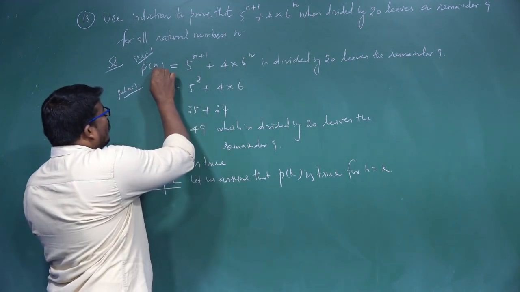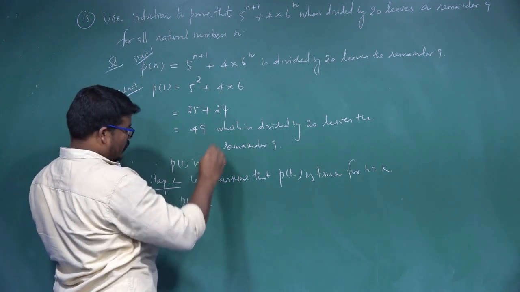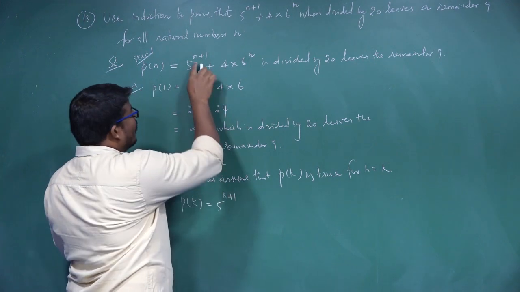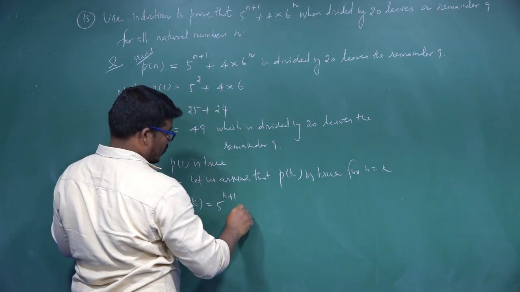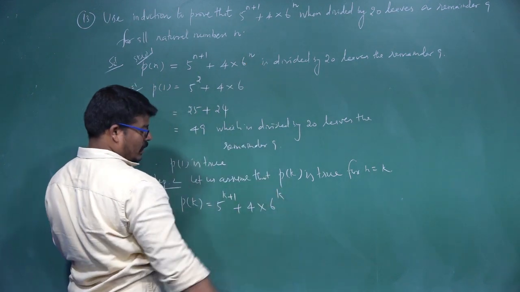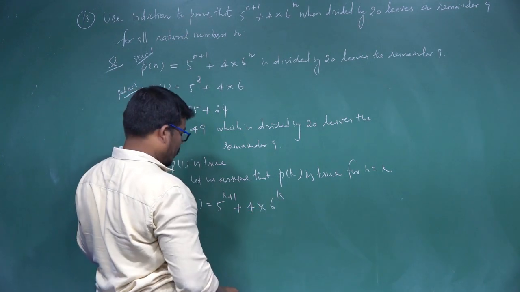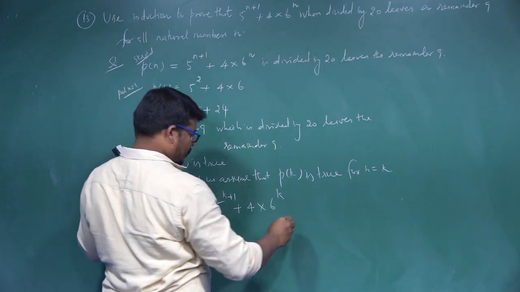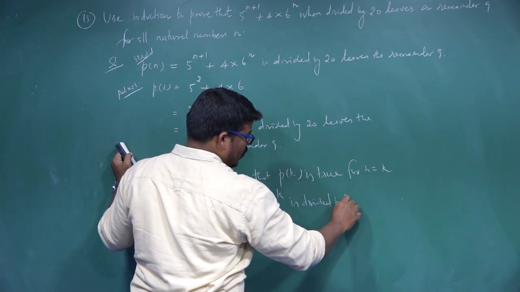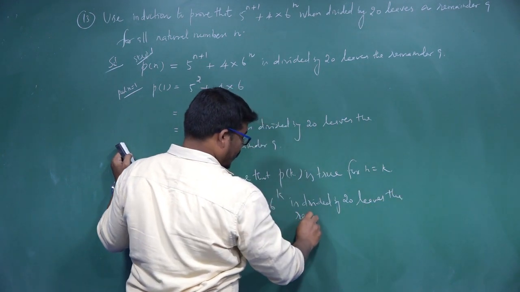Now substitute the value in P of k. The value n equal to k: P of k equals 5 power k plus 1 plus 4 into 6 power k. Put the value n as k, which is 6 power k. So 5 power k plus 1 plus 4 into 6 power k is divided by 20 and leaves the remainder 9.